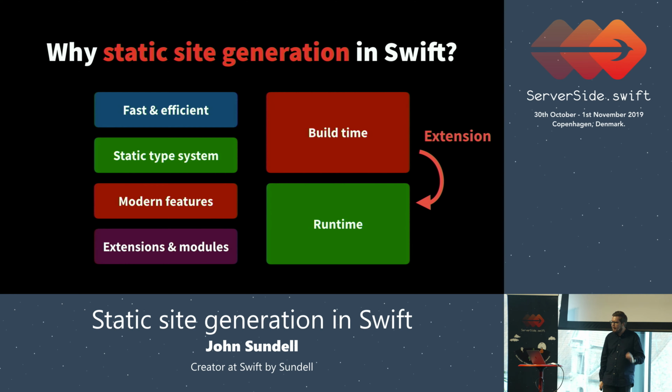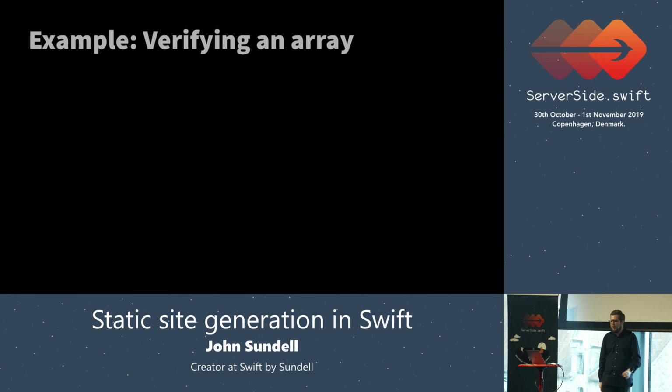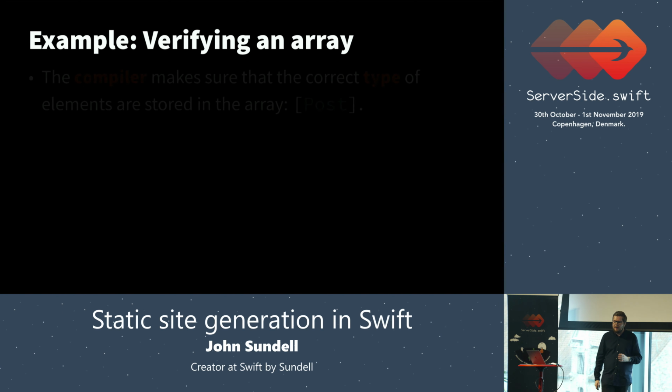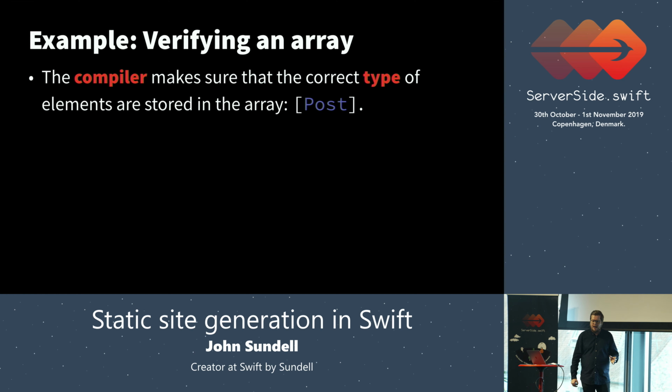Let's say that we want to verify the contents of an array. Let's say that we're building a blogging engine that we want to build using static site generation. And that we had this blog post array, which the compiler will make sure that we have used the correct type of, and that the correct type of elements are stored in that array. So if you have an array of blog posts, we cannot put strings in there, we cannot put integers in there. It's all statically verified by the compiler.